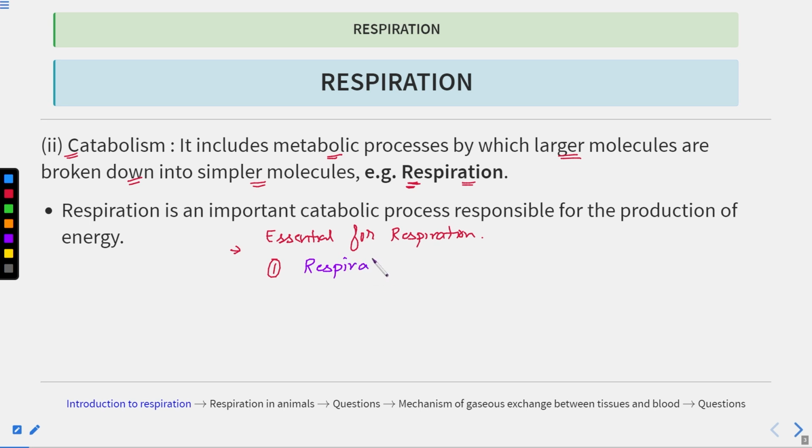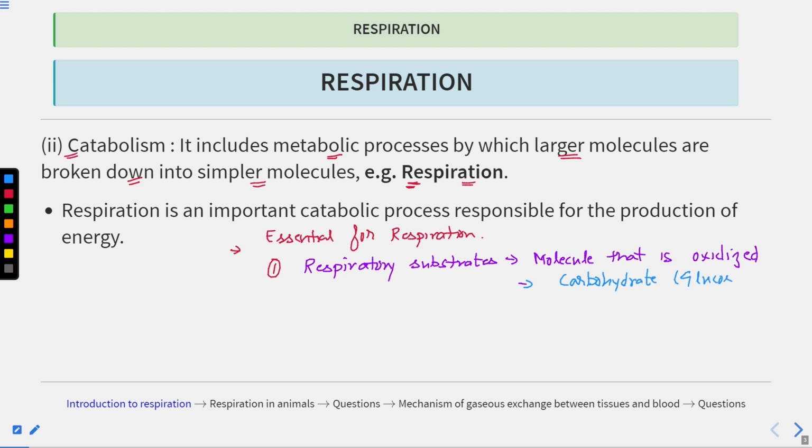Respiratory substrates can be of a lot of types. A respiratory substrate is a molecule that is oxidized. How can you define respiratory substrate? A molecule that is oxidized. This is known as respiratory substrate. It can be carbohydrates. An example is glucose.